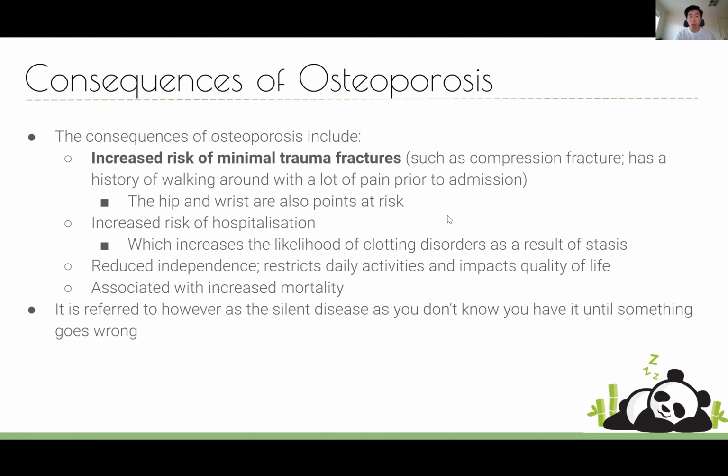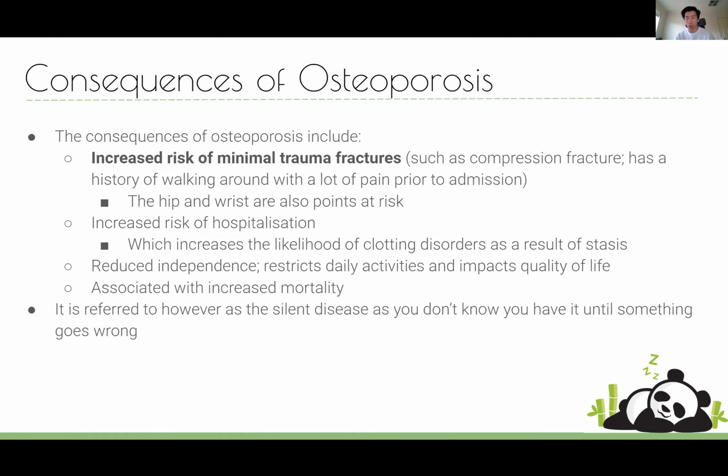Hip and wrist fractures are also quite common. So old people who fall are much more likely to get neck and femur fractures and wrist fractures. These neck and femur fractures are also problematic because you have increased stasis and increased risk of hospitalization, which therefore puts you at higher risk of other problems that you get at hospital, such as pneumonias and the like. So you really don't want to get a neck and femur fracture, especially as an old person. You also have reduced independence because if you can't walk around, you struggle a lot more.